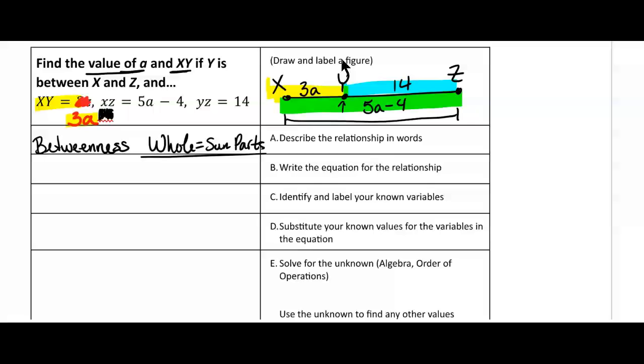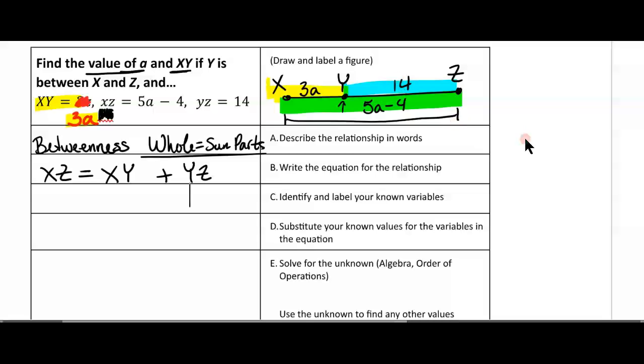Okay, then write the equation for the relationship. So one of the reasons I like whole equals sum of parts is that it reminds me I'm going to start with my whole, xz equals the sum of my parts, xy plus yz. And this is what we need to do on a test, is go through each of these steps. So it's another reason why we're doing this example. And by the way, on the test, I will do at least one problem with a chart like this, so you're reminded of all of the steps as a reference, okay?